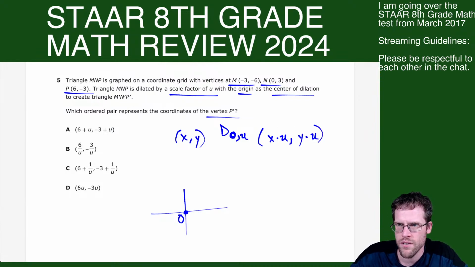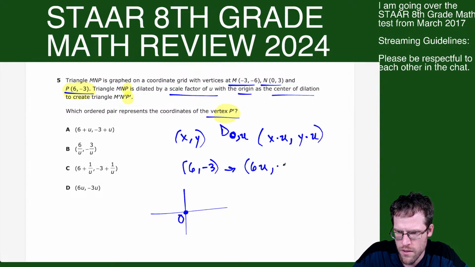And they're asking us to focus specifically on point P prime, which is the image of point P. So that's the one we want. All the other points are just a distraction. So here, if I take point P, (6, -3), and I run it through this dilation that I have listed above, I'm just going to multiply the x and the y by u. So that's going to be (6u, -3u). And that's going to match up with choice D.